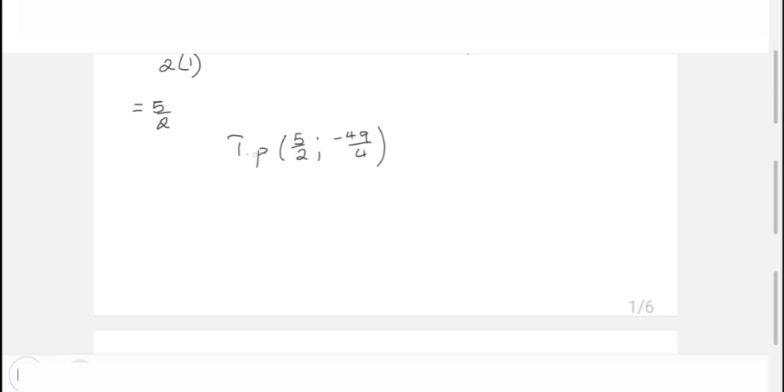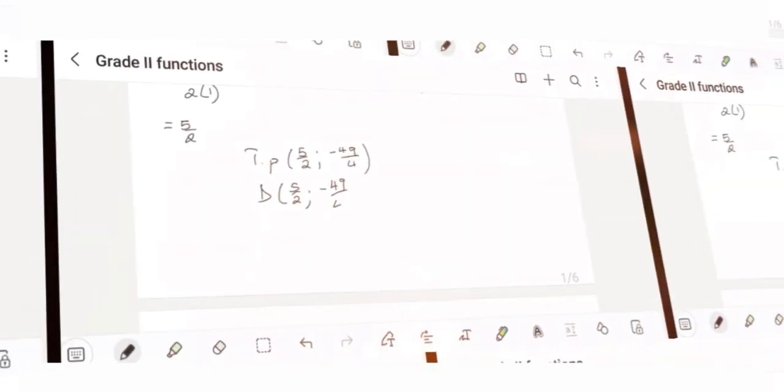Okay, now going forward, we just found the turning point, and we'll just call it TP. No need to give it a letter, or maybe let's give it a letter. It's C, so we'll call this one D. We'll just call it coordinate D: 5 over 2 and negative 49 over 4.